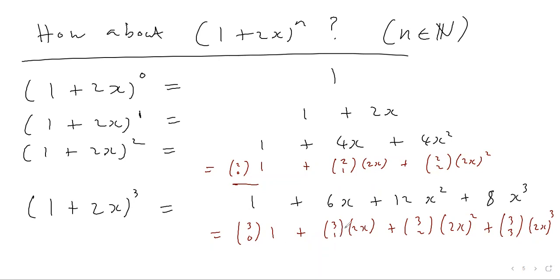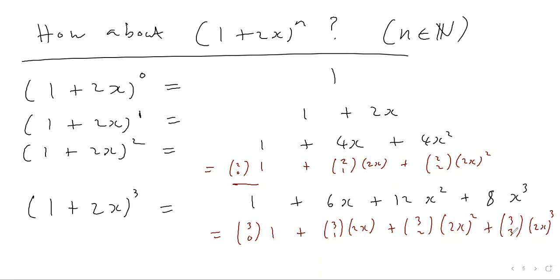So 3 choose 1 is 3. 3 times 2x gives you 6x. Now 3 choose 2 is 3 again, times 2x all squared. 2x all squared is 4x squared. 4x squared times 3 gives you 12x squared. So that 12x squared is the same as that there.